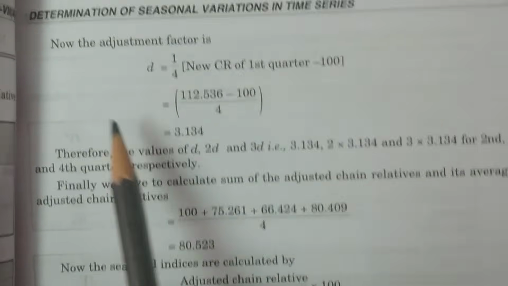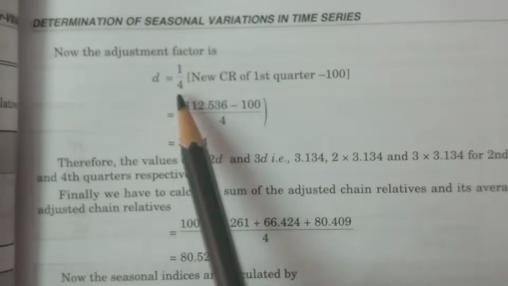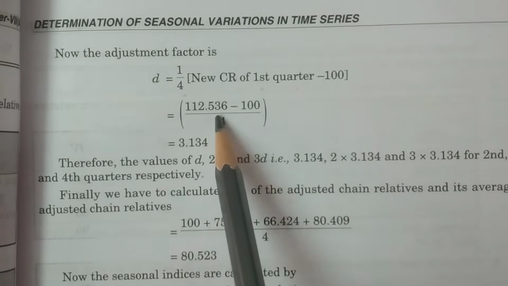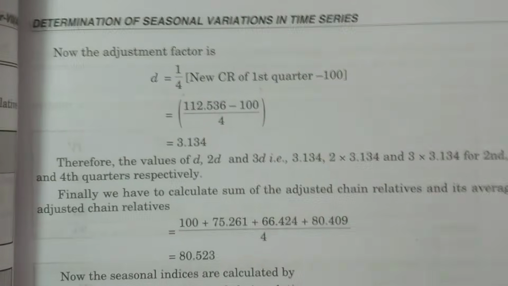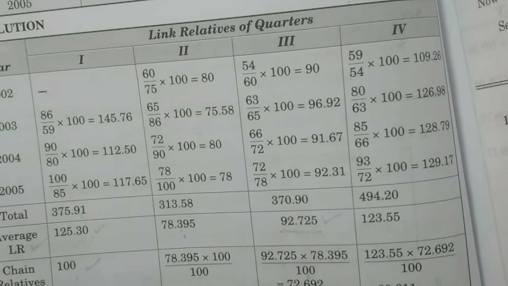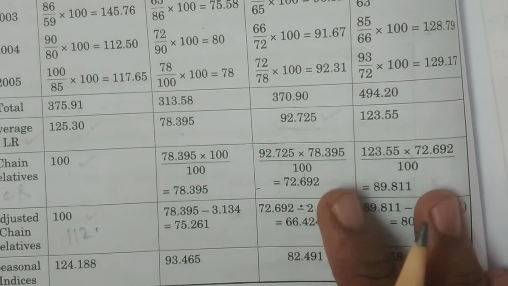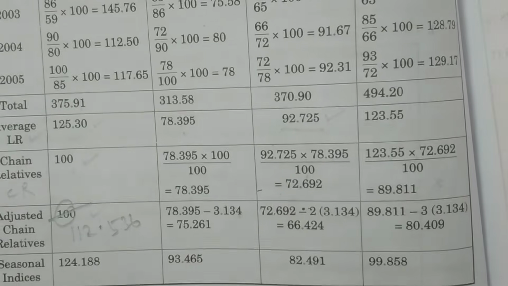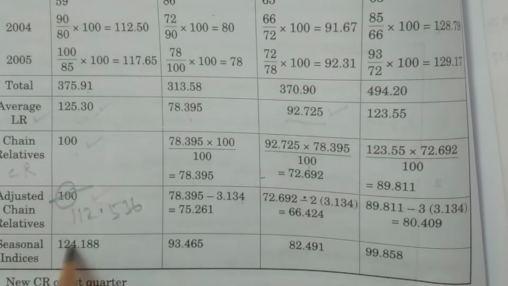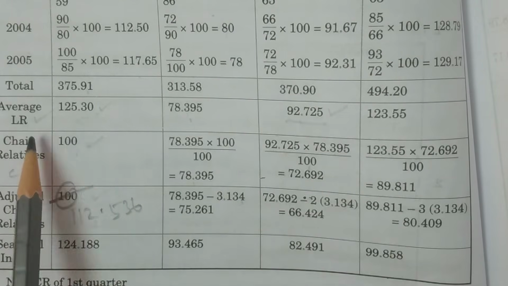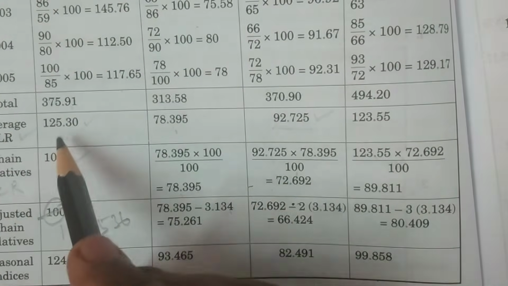D is calculated as 1 by 4 into the new CR of the first quarter minus 100. You see, this is 112.536. This is the adjusted one, not 100. It is nothing but going to be calculated by the current, that is the average LR of the first quarter, that is 125.